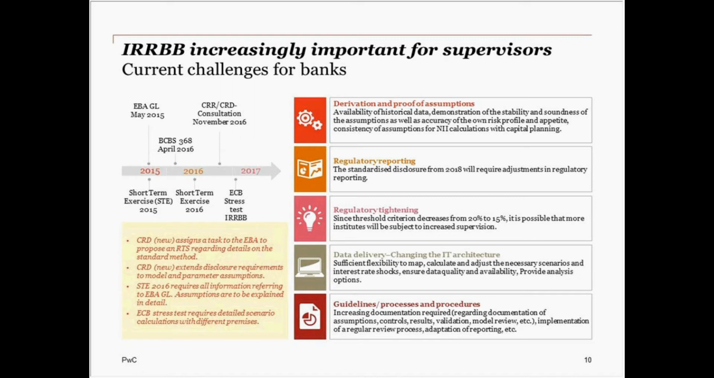And maybe the most important point in the Basel paper is some sort of regulatory tightening, because the regulatory threshold to identify an outlier bank has been reduced from 20% to 15%. So banks that calculate their Basel interest rate shock are furthermore regarded as an outlier bank if that is 15%.